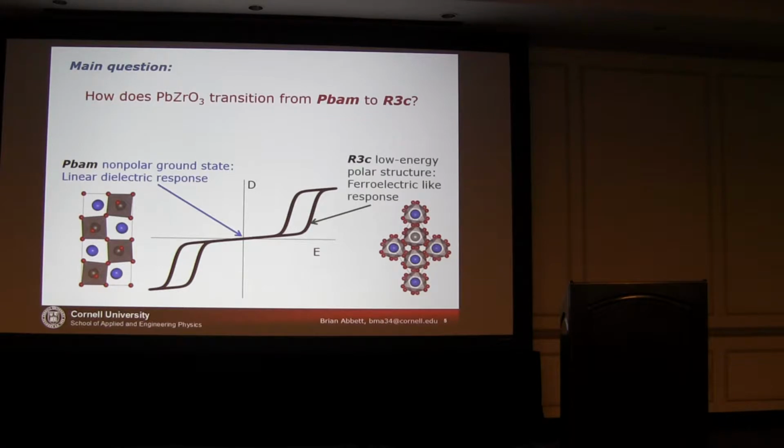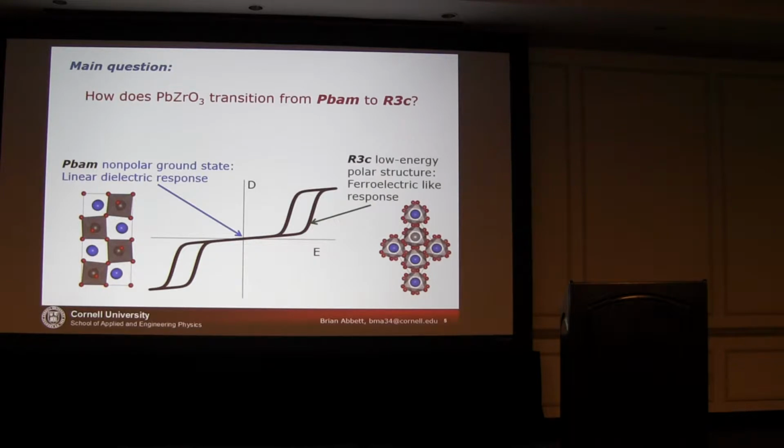Which brings me to the main question I'll be addressing today, which is: how does lead zirconate transition from this PbZrO3 structure into this R3c structure? Our hope is that by addressing this question, we'll begin to understand what leads to this kind of double hysteresis loop under an applied electric field. This isn't an obvious question to answer. These two phases look very different.